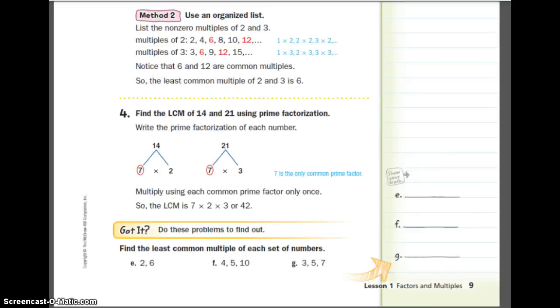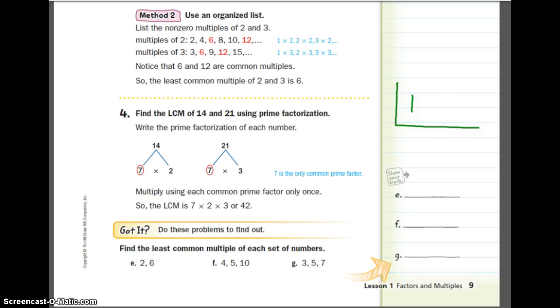Now, in example number 4, they're going to use prime factorization. While you can do this, it gets confusing because you can only use the numbers once. But when you have multiples of those, then again, it starts to get really confusing. So I prefer the upside down division.